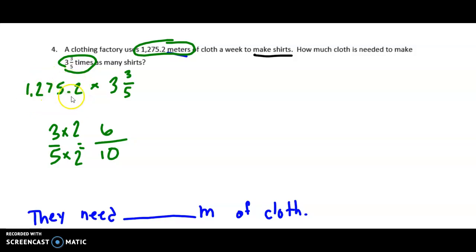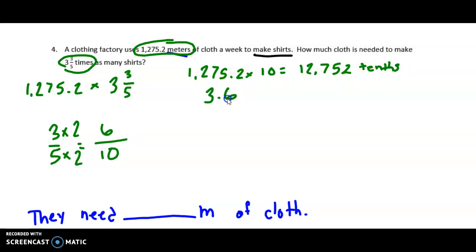So now I am left with 3 6/10. I don't like this decimal here, so I'm going to get rid of it by multiplying it by 10. So 1,275.2, going to multiply it by 10. And now I'm with 12,752, which is really our tenths. And we could even label that there. I don't think we did in the last problem, tenths. And we have 3 6/10. Remember, here's made an equivalent fraction. I'm going to multiply it by 10. And now I'm down to 36/10. Now we have to multiply these together.